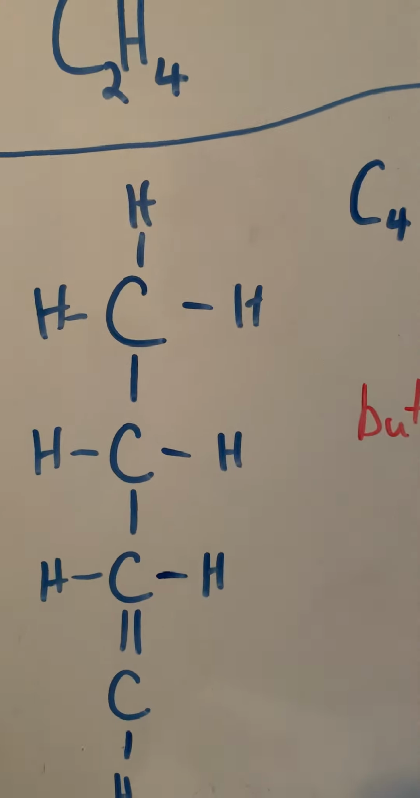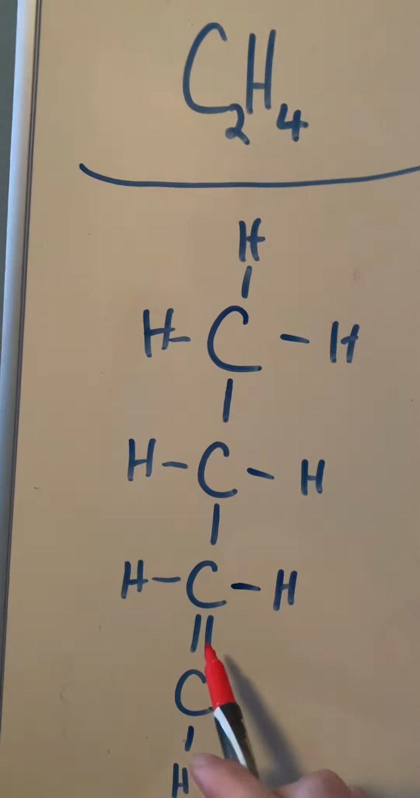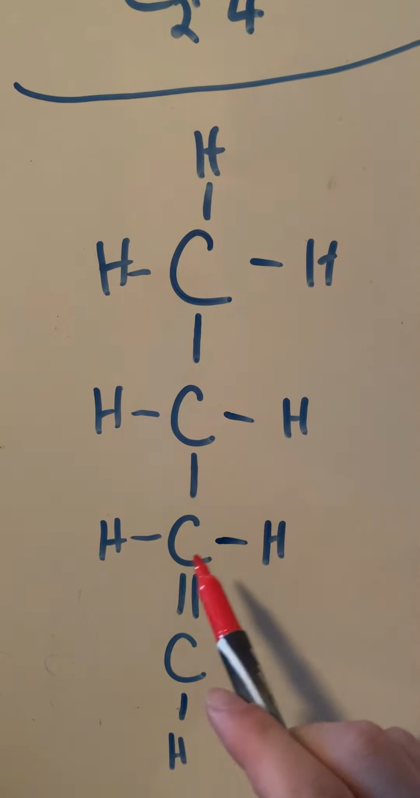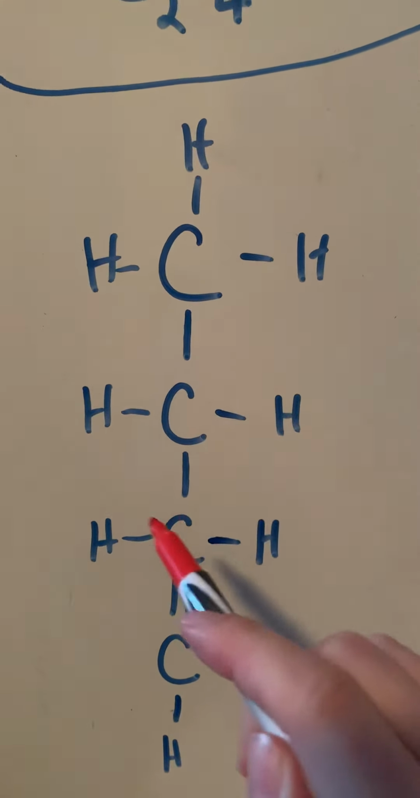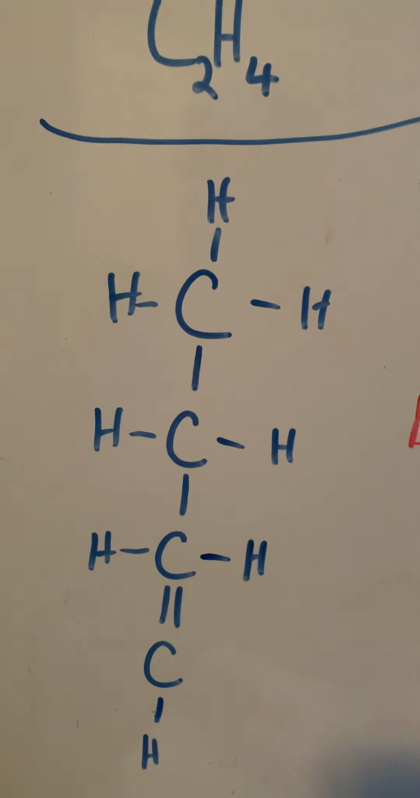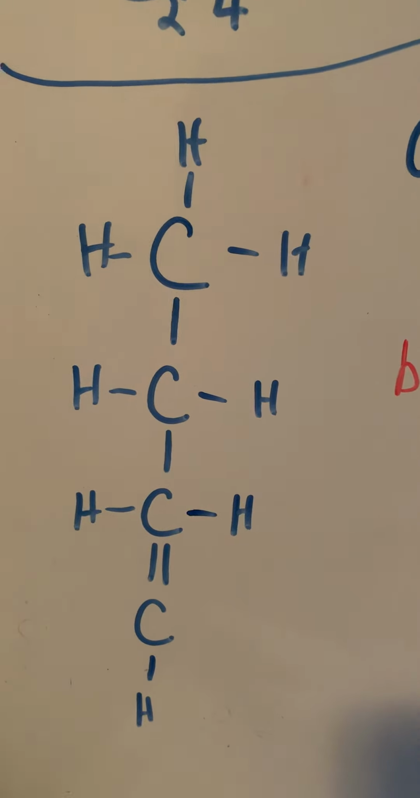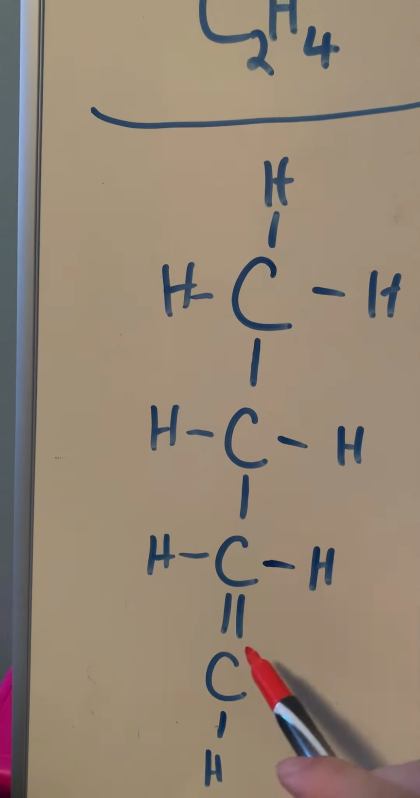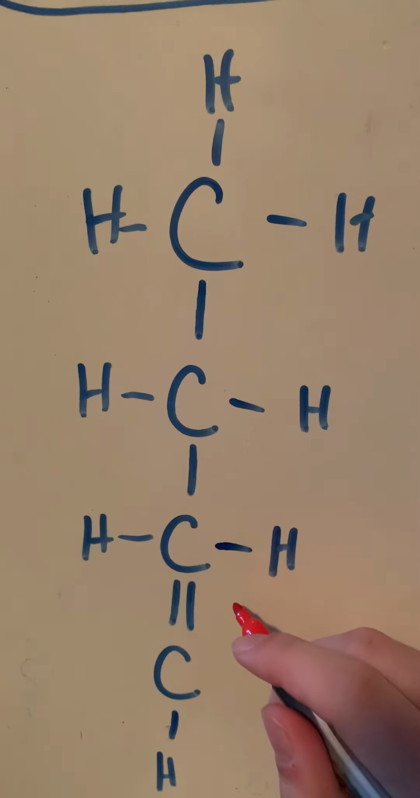Now, this is butene, but there is something that I have to distinguish about it, and that is where this double bond is. Because this double bond could be here, or it could be here. And that actually changes something about butene. So where is it? Well, for this, we count the bonds between the carbons. So this would be bond 1.